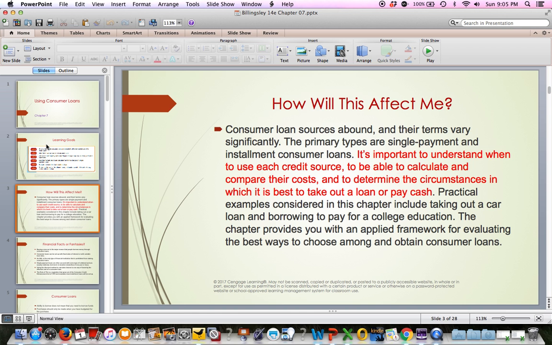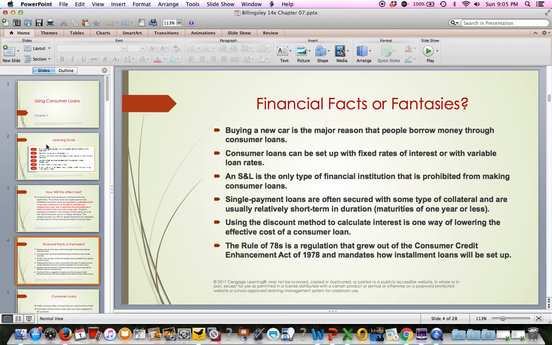It's important to understand when you use credit to be able to calculate and compare the cost of that credit and determine the circumstances where it makes more sense to take out a loan versus paying cash. It's a lot about what we'll learn for this chapter. I'll let everybody look at the financial facts and fantasies on their own.